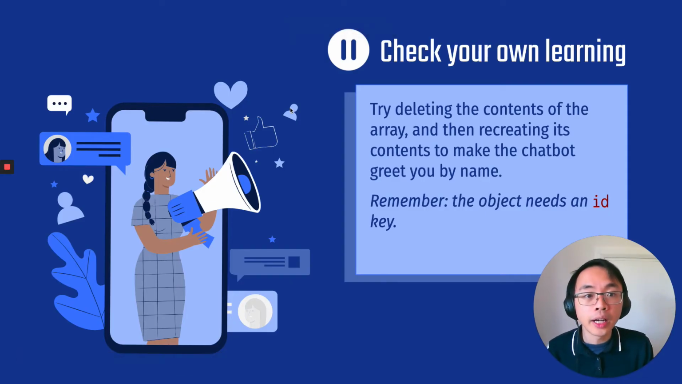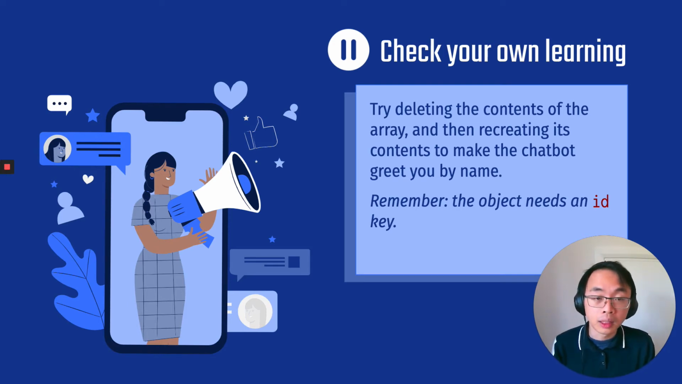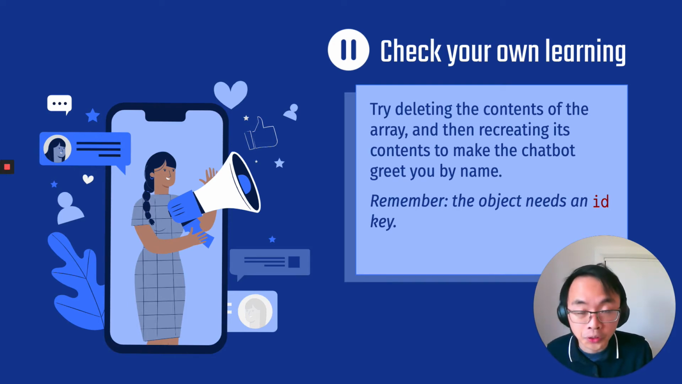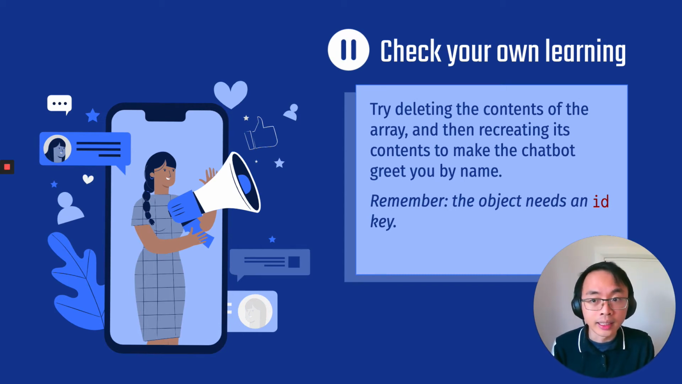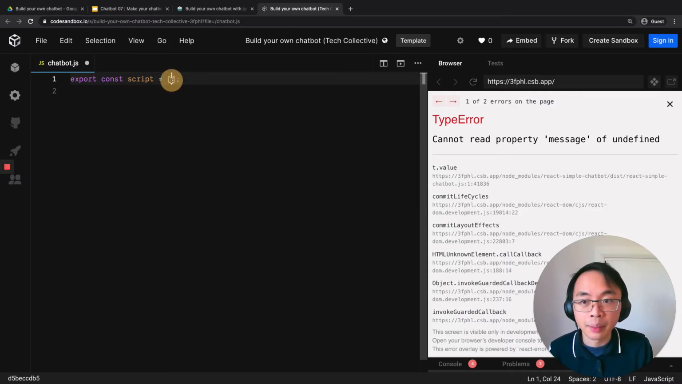So to check your learning from that, I want you to try deleting the contents of that array in chatbot.js and try recreating the comments. Remember, object needs an ID key. Experiment, see how you do. So delete the contents of the array so you have an empty array like this. And then remember, what do we need to try and put in? Try and represent that message bubble we saw.